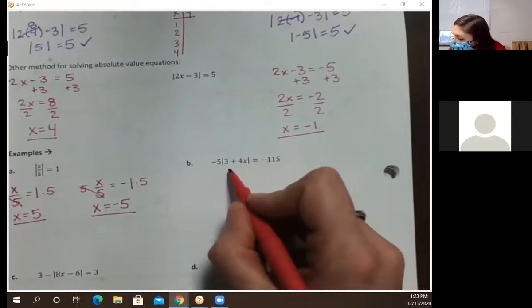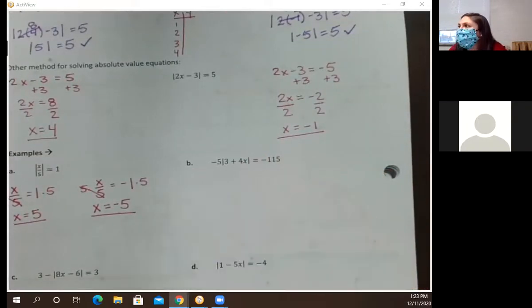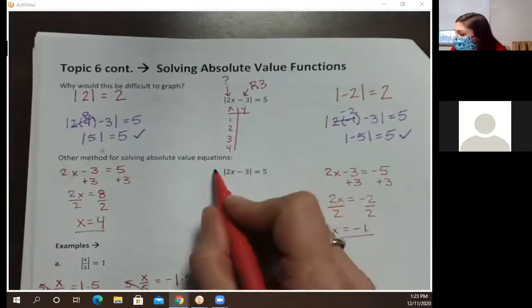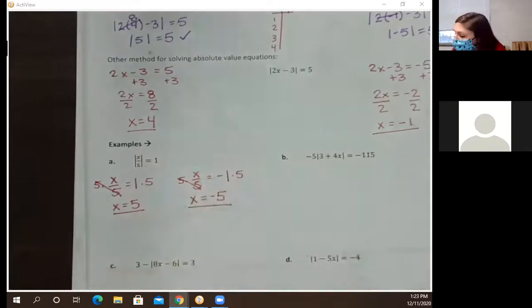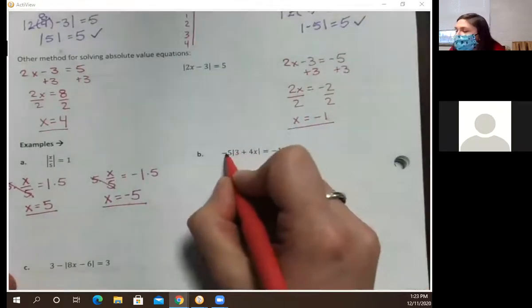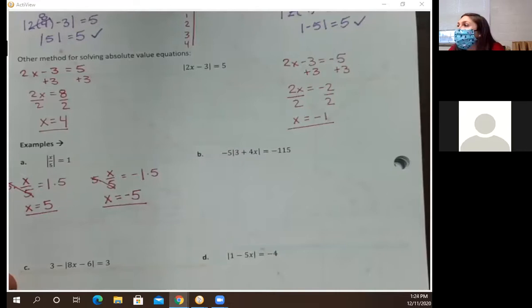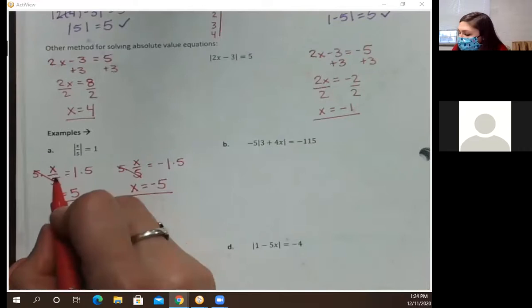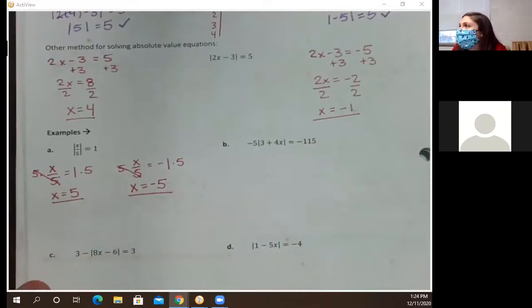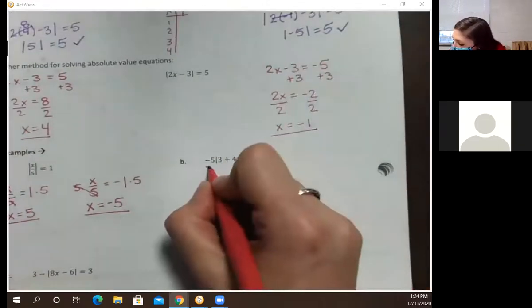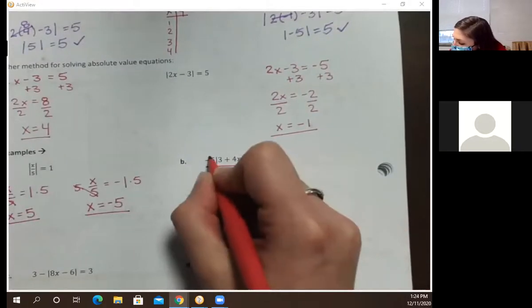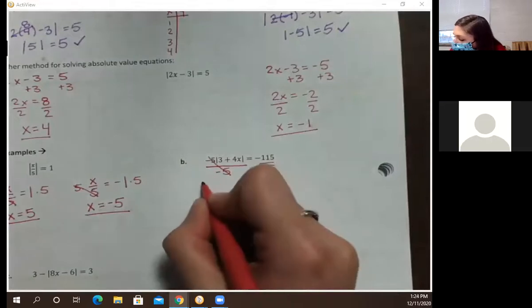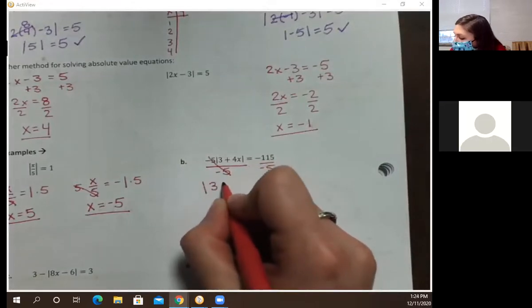So notice for B, we don't have the absolute value thing by itself. For that first intro example we did, for A, we had the absolute value thing by itself. But for B, there's a -5 in front. I need to get the absolute value piece by itself before I split it up and set it equal to positive and negative. Okay? So our first step here is going to be divide both sides by -5 to get this guy out of here. I want the absolute value thing by itself.